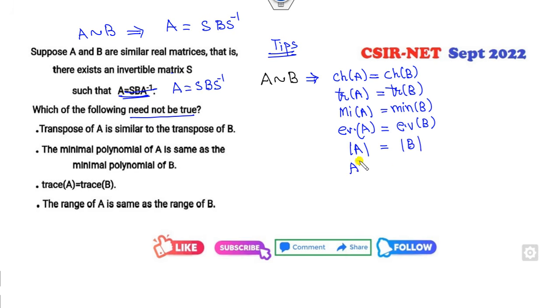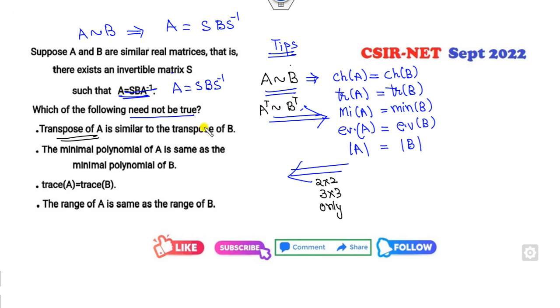A transpose is... fine. If A is similar to B, then this result will hold, while the converse is true only up to 2 cross 2 and 3 cross 3, not for all cases. Now look at that. It is not given any matrix. If A is similar to B, transpose of A is similar to transpose of B. That's true. But we need the statement that is not true. So the first option is a correct statement.